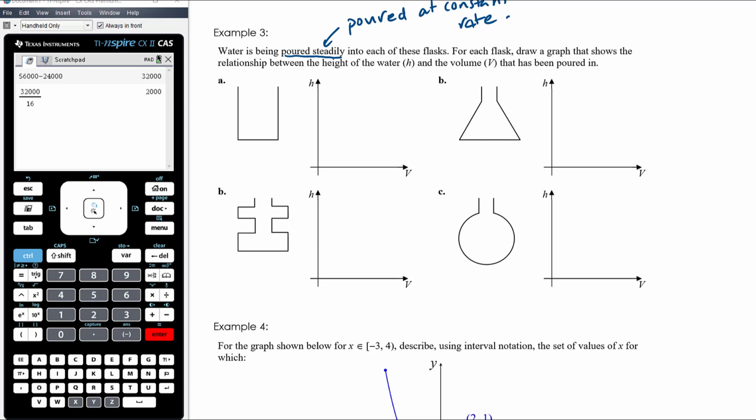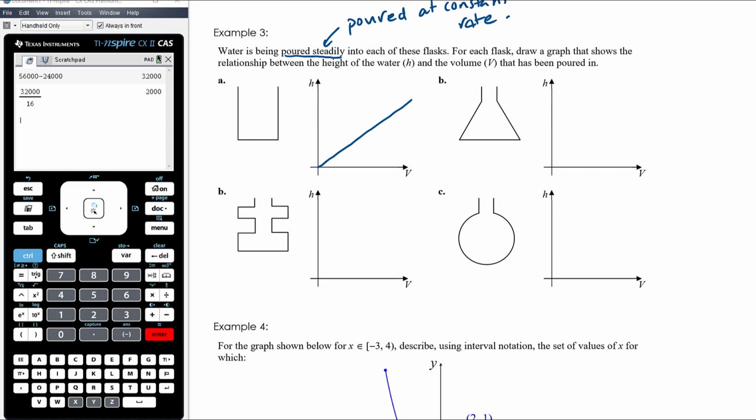Alright, so as we increase the volume of water in this first flask at a constant rate, the height's also going to increase at a constant rate because we have this nice straight symmetric shape. So it's simply going to be a straight line. Now, the gradient of that straight line I don't know without knowing the rate at which I'm increasing the volume, but that's not relevant. We're thinking about the shape here. Okay, the second one is part B.